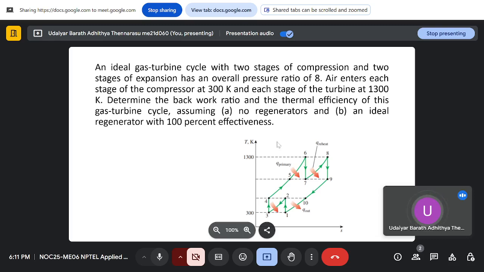So what that means is, if the exhaust is coming in from the turbine at 9, it will cool down till the temperature where the compressor is exiting. So you get that much amount of heat that can be added. So with that, we'll see how to solve this problem.